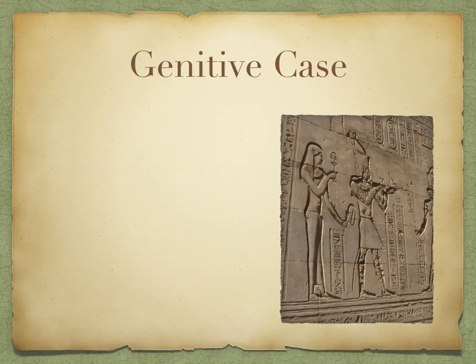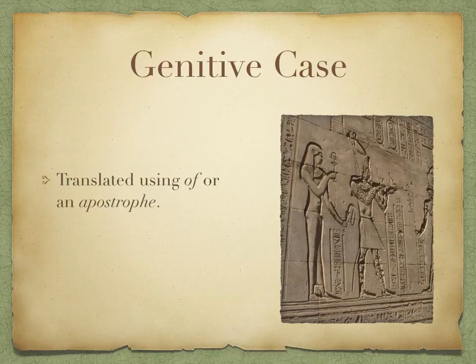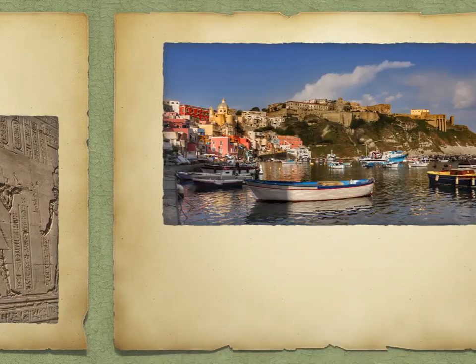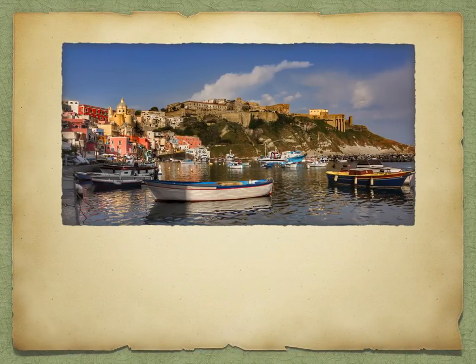Another quite important case that we're meeting in stage 16 is the genitive case. This is translated into English using the word of or an apostrophe, and it is often used in Latin to show possession. Now make sure that you use of unless you understand how to use apostrophes.